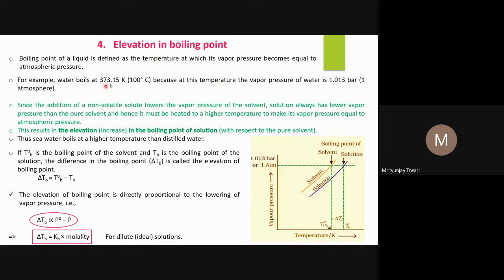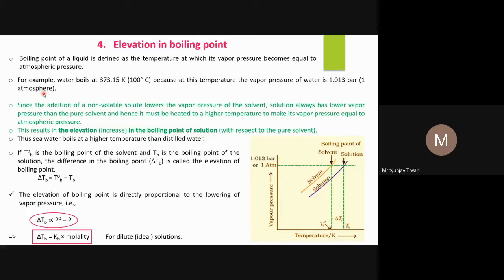The boiling point of a liquid is defined as the temperature at which its vapor pressure becomes equal to atmospheric pressure. For example, water boils at 373.15 Kelvin, because at this temperature the vapor pressure of water is 1.013 bar, which is 1 atmospheric pressure. Since the addition of a non-volatile solute lowers the vapor pressure of the solvent, the solution always has a lower vapor pressure than the pure solvent, and hence it must be heated to a higher temperature to make its vapor pressure equal to the atmospheric pressure.